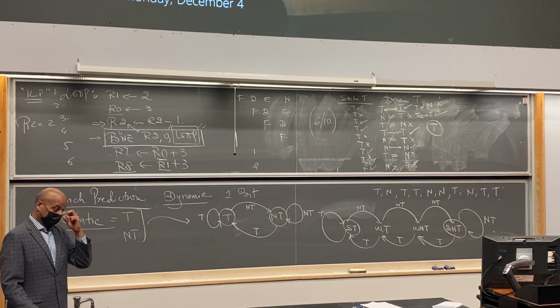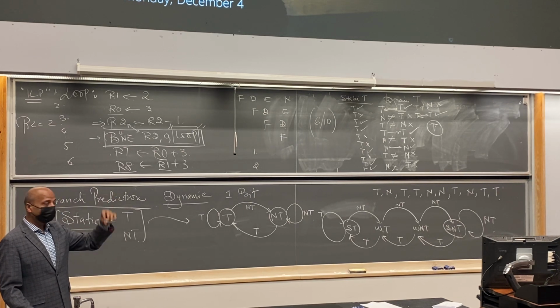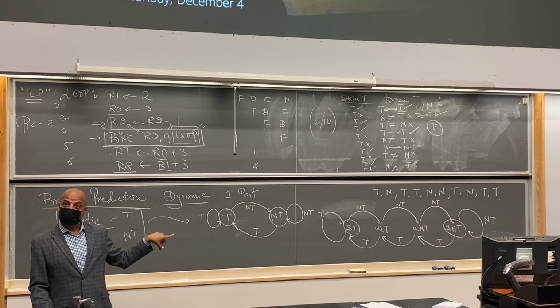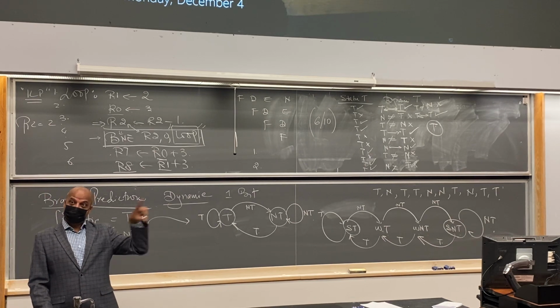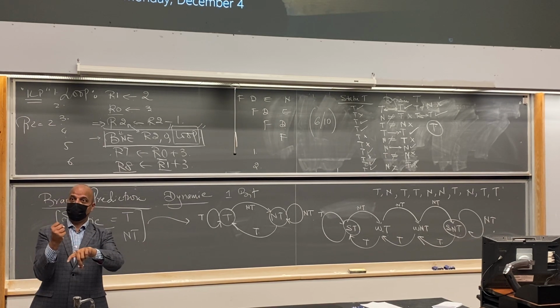Yes, so say we're on strongly taken and we have a couple of takens. But then we get one not taken and we immediately go to weakly taken? No, if you're in the strongly taken... what's the input? We would have to loop back to... No, what's the input you gave me?